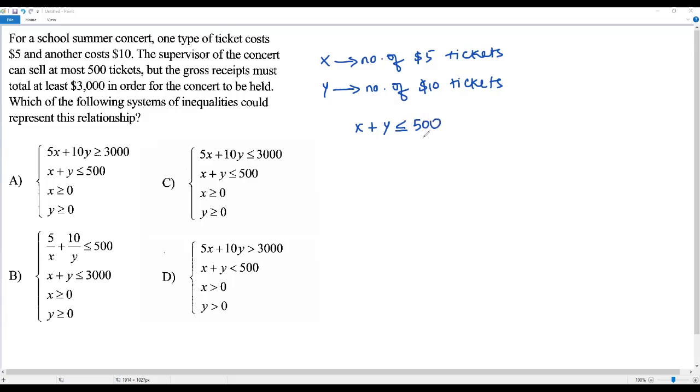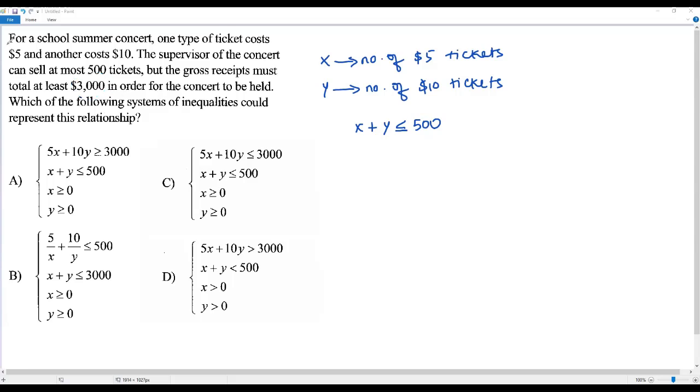Okay, now let's consider the revenue part. The second information says the gross receipts must total at least $3,000. So the minimum revenue must be $3,000. By selling the $5 tickets and $10 tickets, the minimum revenue has to be $3,000. That is, the revenue has to be either $3,000 or greater than $3,000.